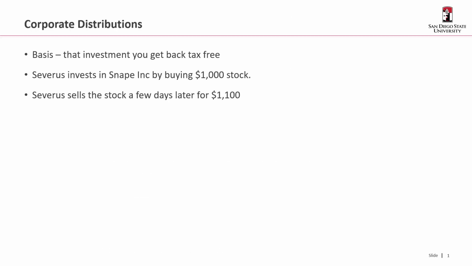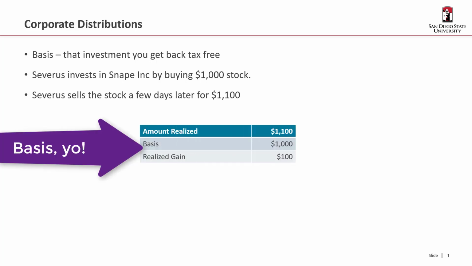Recall that basis is the investment that you get back tax-free. So Severus invests in Snape Inc. by buying $1,000 worth of stock. Severus sells the stock a few days later for $1,100. So we know now that he gets his $1,000 back tax-free. That's what the concept of basis represents.